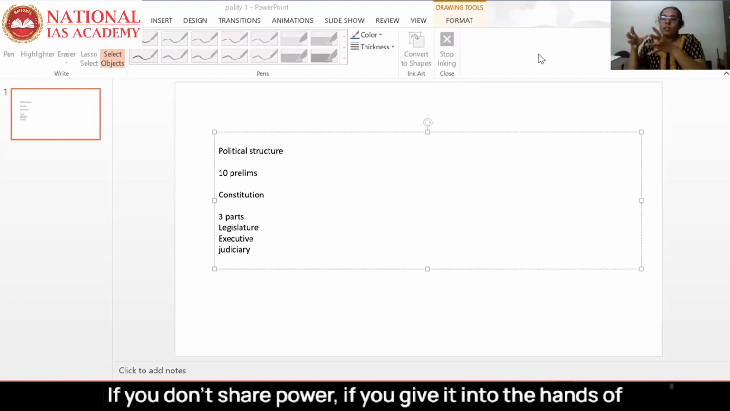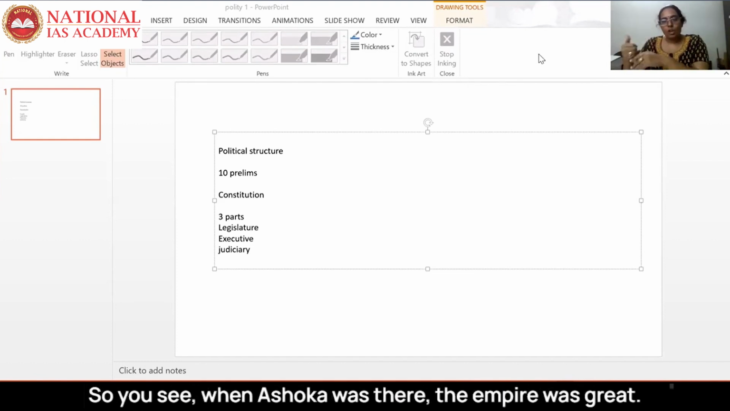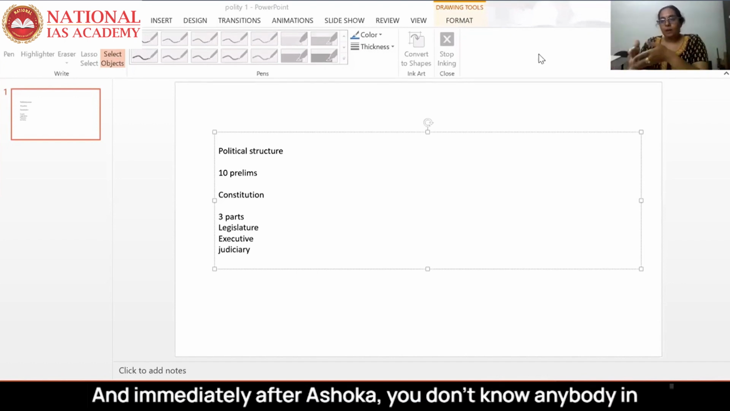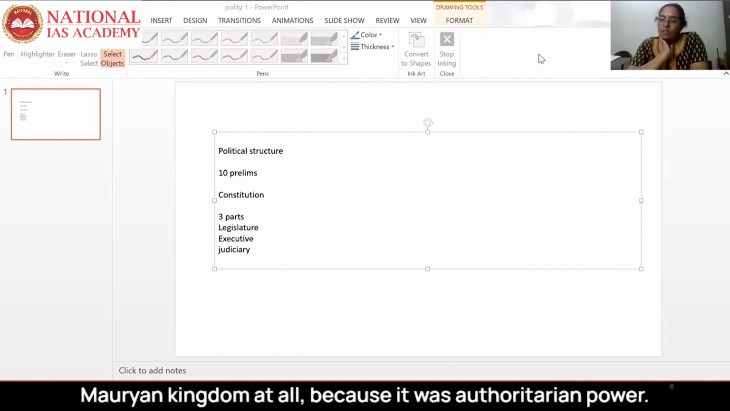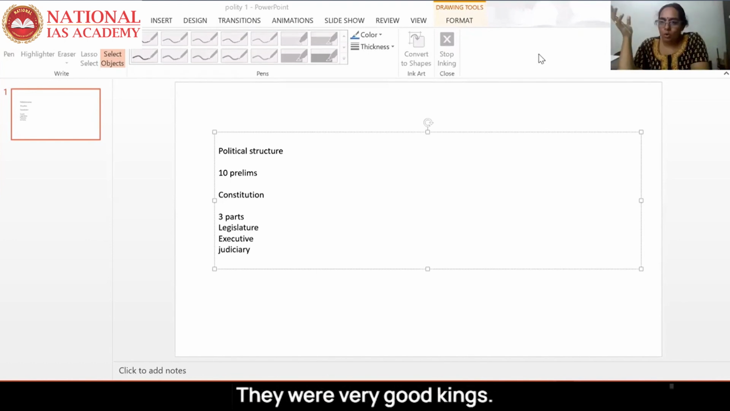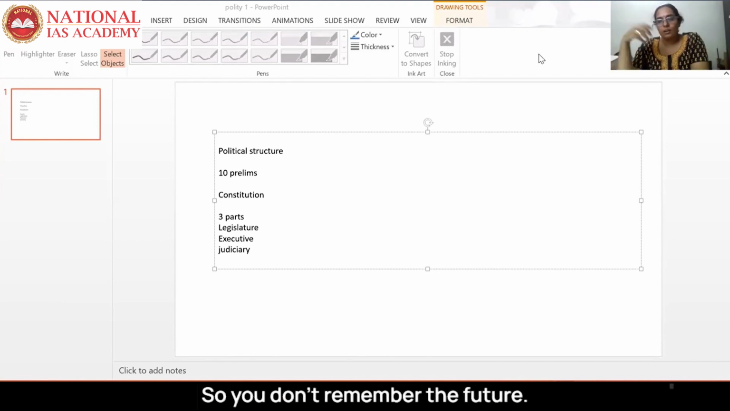If you don't share power, if you give it into the hands of one person, then we end up like ancient Indian kingdoms. When Ashoka was there, the empire was great. It is one of the greatest empires that we have seen. And immediately after Ashoka, you don't know anybody in the Mauryan kingdom at all, because it was authoritarian power. They were able to control everything. They were very good kings and exercised it very well. But after that, the next successor was not as capable as Ashoka. So you don't remember the future generations after Ashoka.